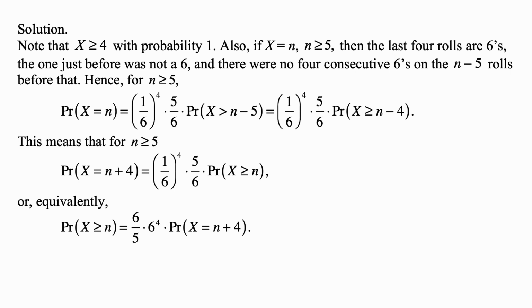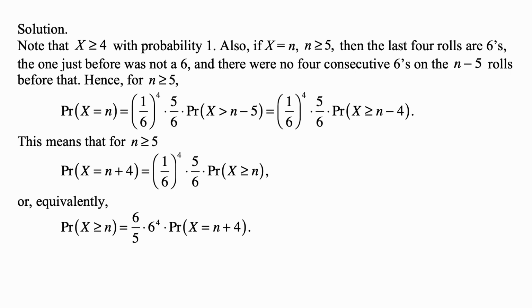This is very different. So for n greater than or equal to 5, probability that x is n is equal to 1/6 to the 4, that's 4 sixes, each happening with probability of 1/6, times probability of getting not a 6, which is 5/6, times probability that x is greater than n minus 5, which is 1/6 to the 4th times 5/6 times probability that x is greater than or equal to n minus 4.